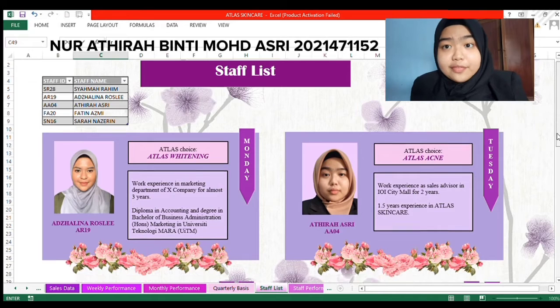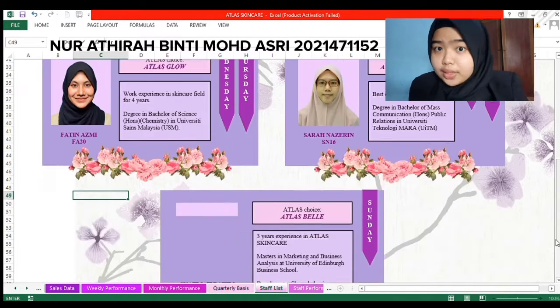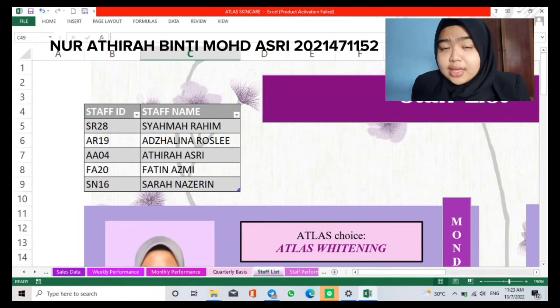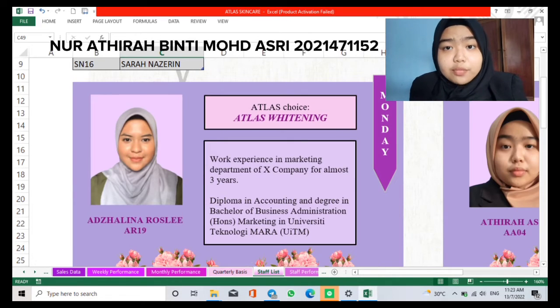Atlas Skincare hired 5 employees to work on different days in a week. These are the staff of Atlas Skincare: AZZHALINA ROSLEE, ATHIRAH ASRI, FATIN AZMI, Sarah NAZERIN, and SYAHMAH RAHIM. In the staff list, we emphasize the staff background and their working experience with Atlas. I will take AZZHALINA ROSLEE as the example.